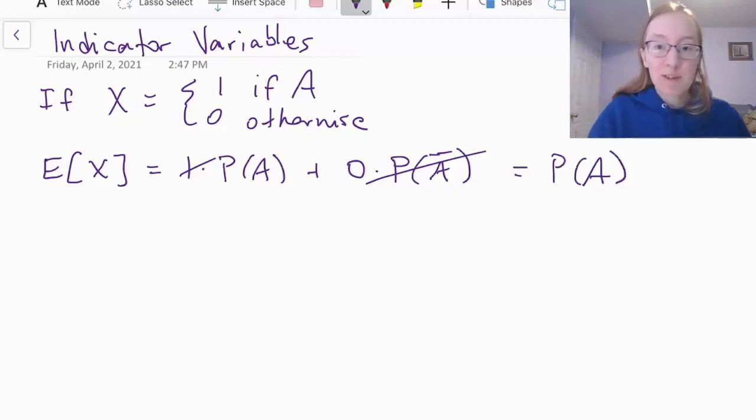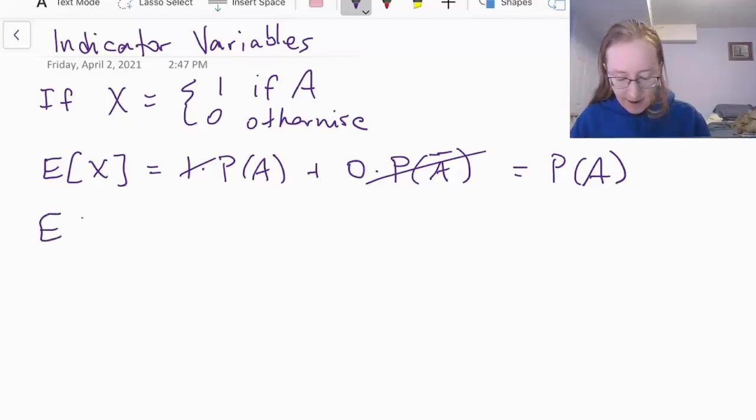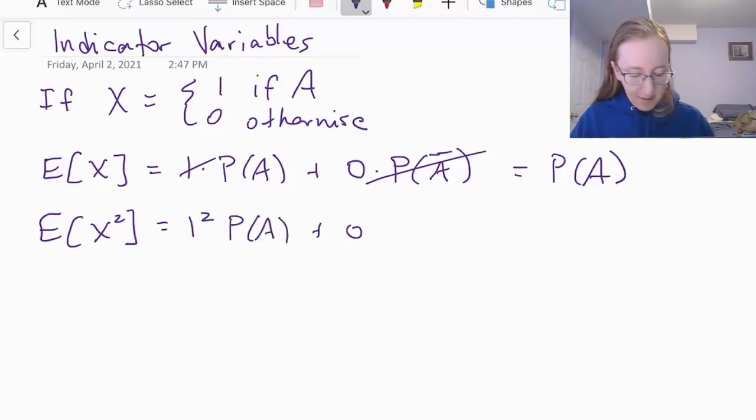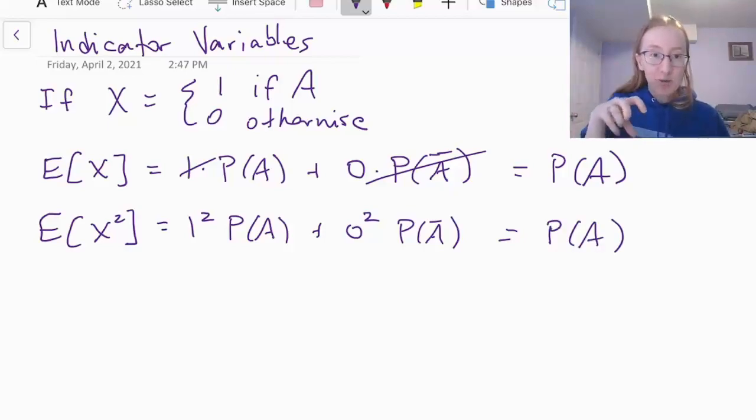So that's the first cool result for indicator variables, that the expected value of an indicator variable is just equal to the probability that the associated event occurs. Similarly, if we wanted E[X^2], we would get 1 squared times P(A) plus 0 squared times P(A complement). Well, guess what? 1 squared is 1, 0 squared is 0, so this is also P(A). In fact, E[X] to any power is just P(A).